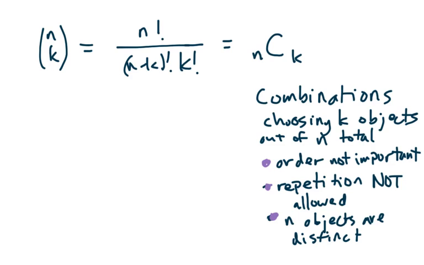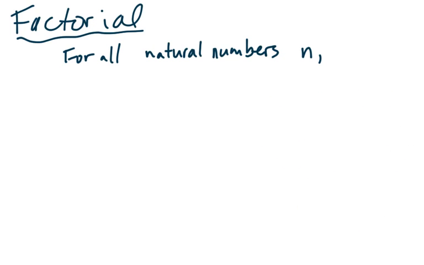So, hold on. Factorial. This exclamation mark is called factorial. N factorial means, for all natural numbers, that is n starting at 1, 2, 3, 4, etc.